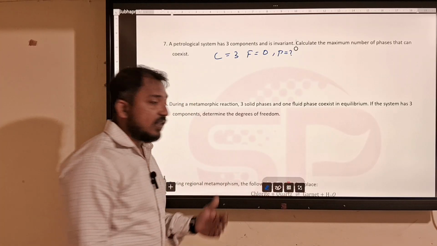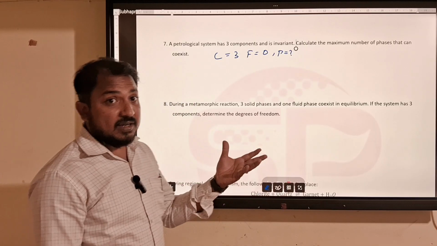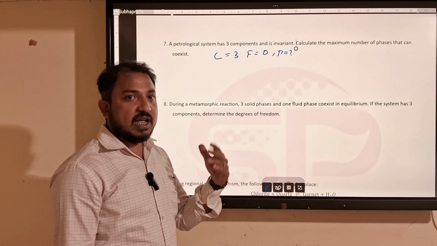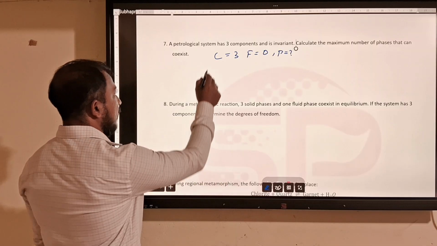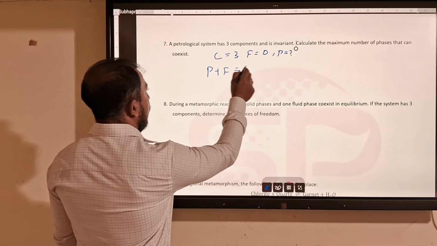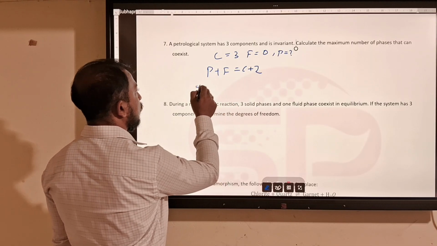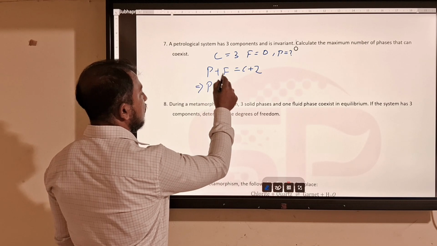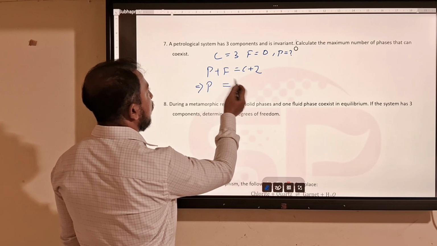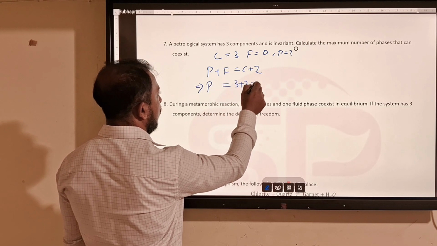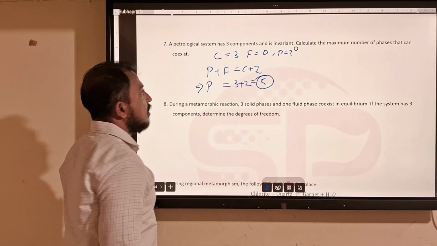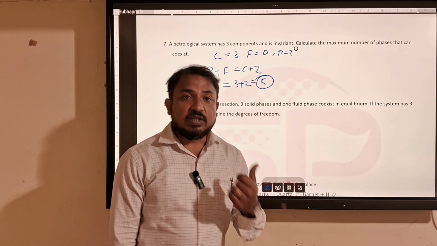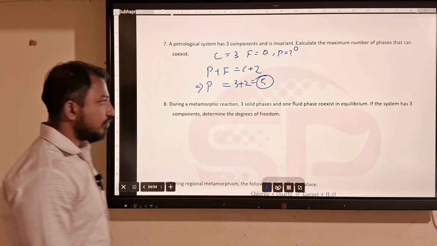So it is not given whether it is isobaric. If you see in any question that isobaric is not given, you will take P plus F equal to C plus 2. So you have to calculate P, F is 0. C is 3, plus 2, it will be 5. So the maximum number of phases that can coexist will be 5.